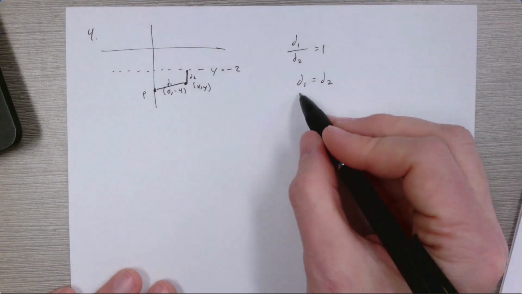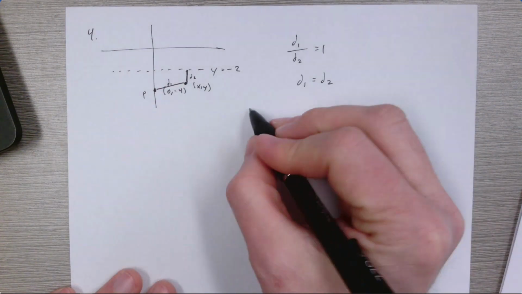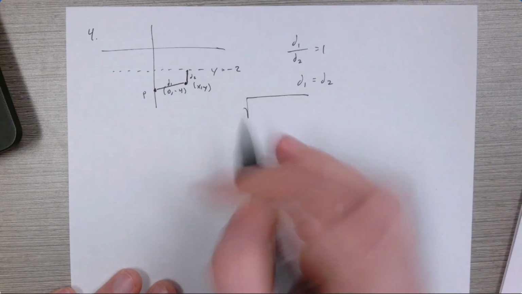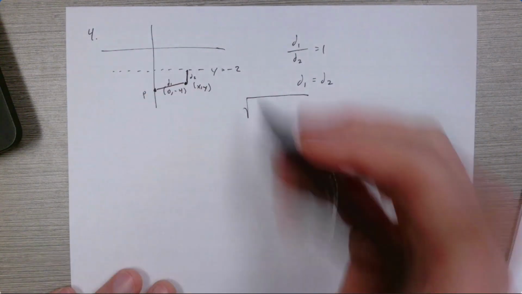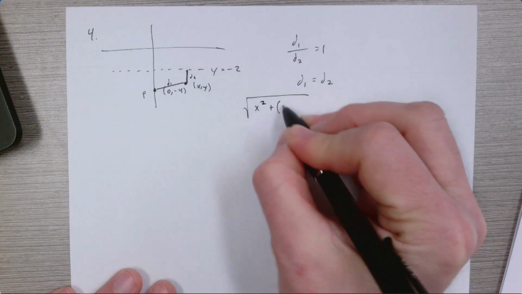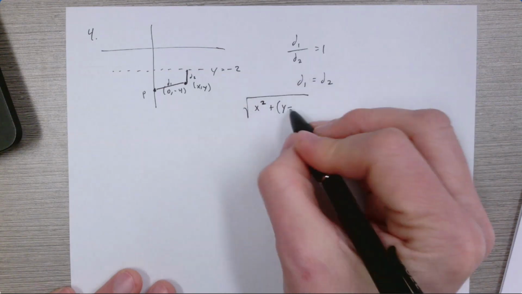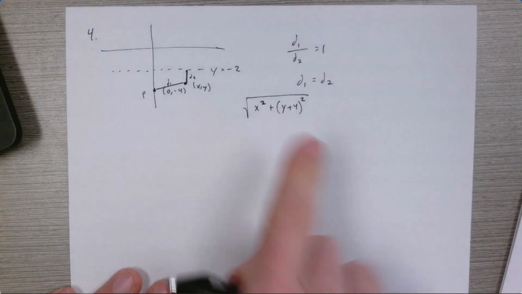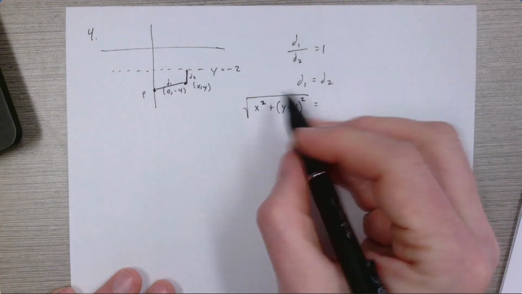Okay, so let's go ahead and write expressions for D1 and D2, as we have done numerous times now. So difference in x's, well, it's silly to say x minus 0 squared, so let's just do x squared here. Here we can say y minus opposite 4. So that gives us y plus 4 squared. And then on this side, D2.